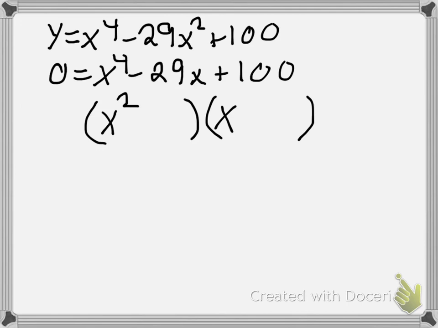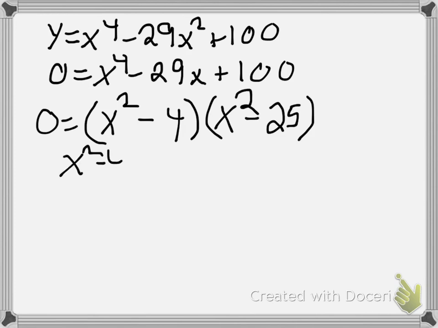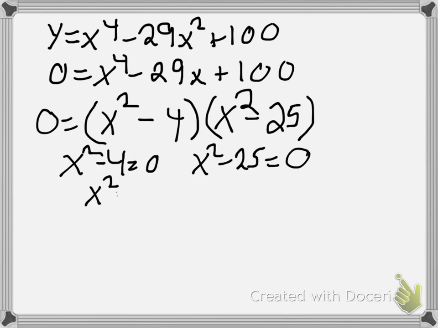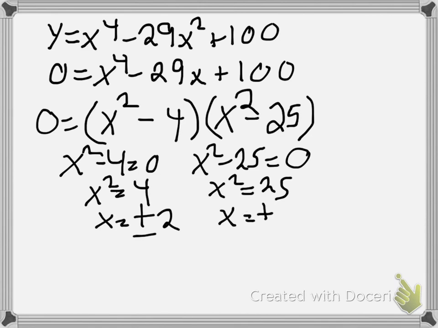Oops, I guess it would help if I wasn't erasing. All right, so 100 and 29, well that's 4 and 25, guys. Both are going to be negative, so I get x squared minus 4 equals 0, x squared minus 25 equals 0, x squared equals 4, x equals plus or minus 2, x squared equals 25, x equals plus or minus 5.